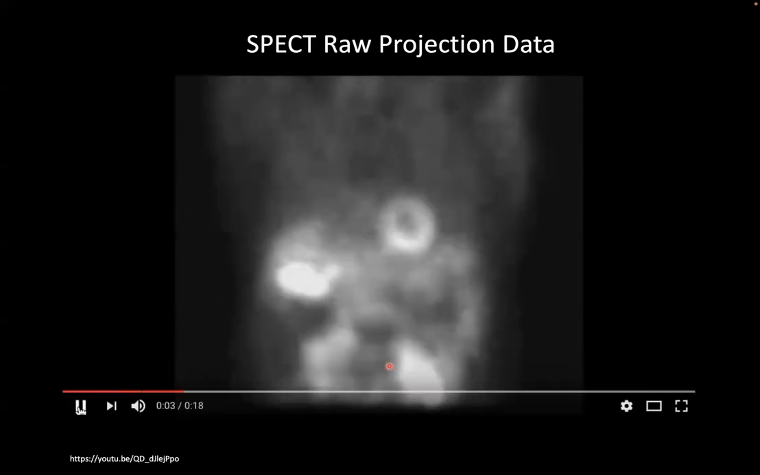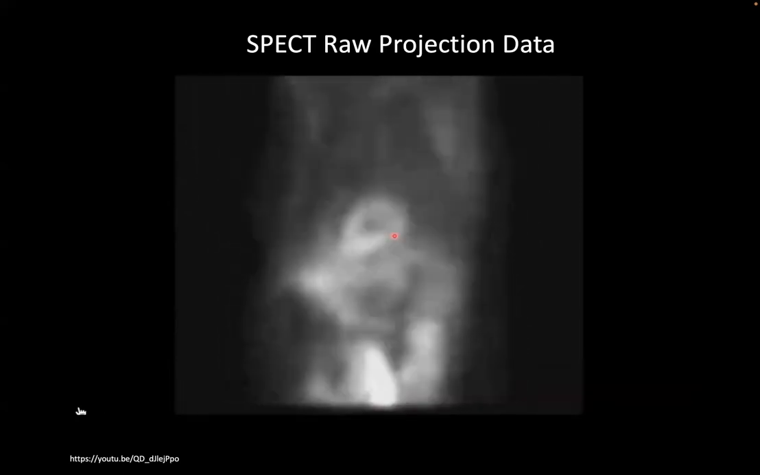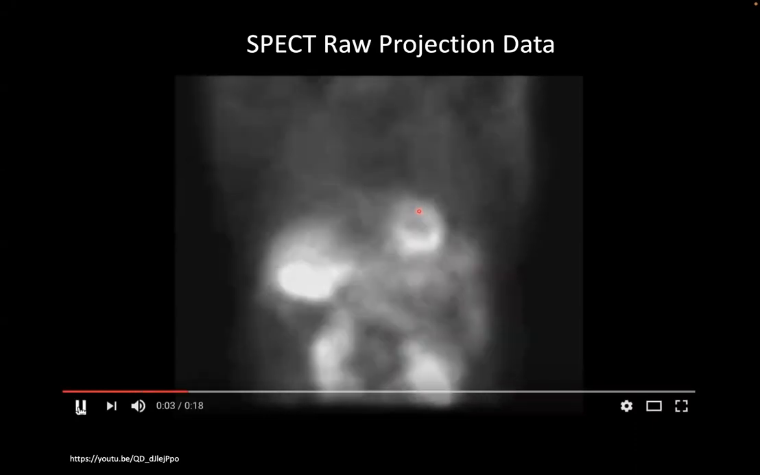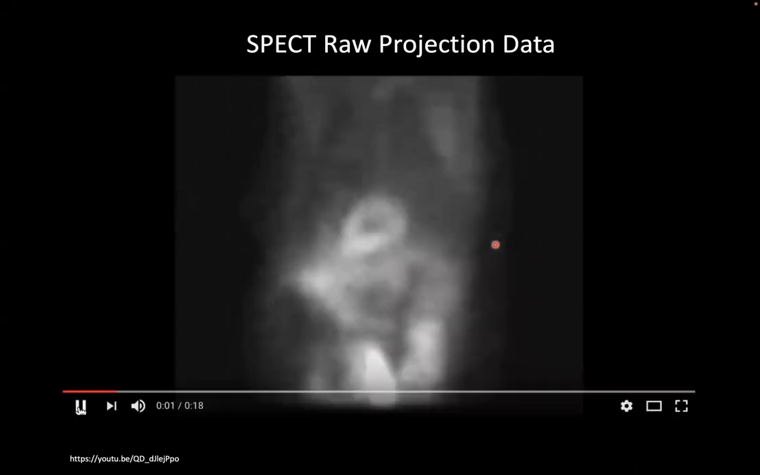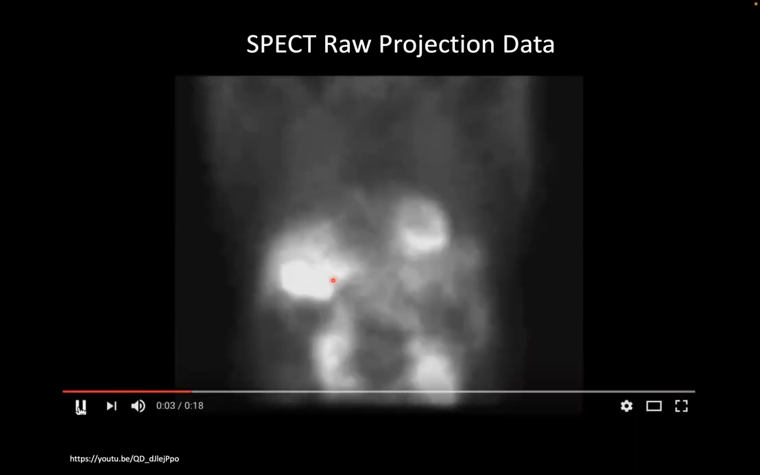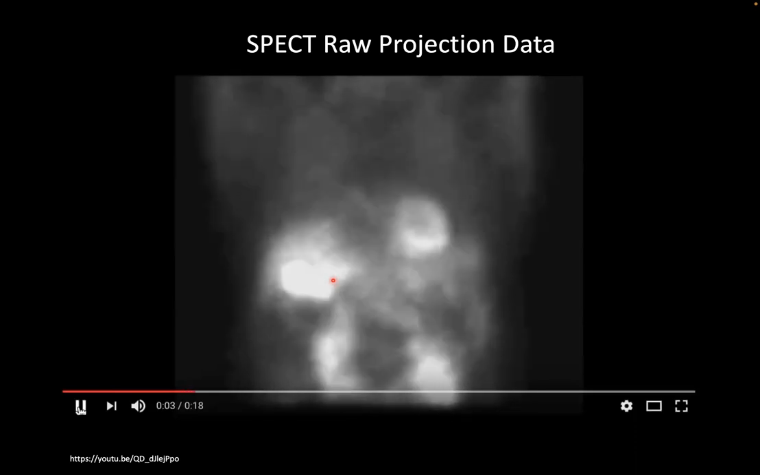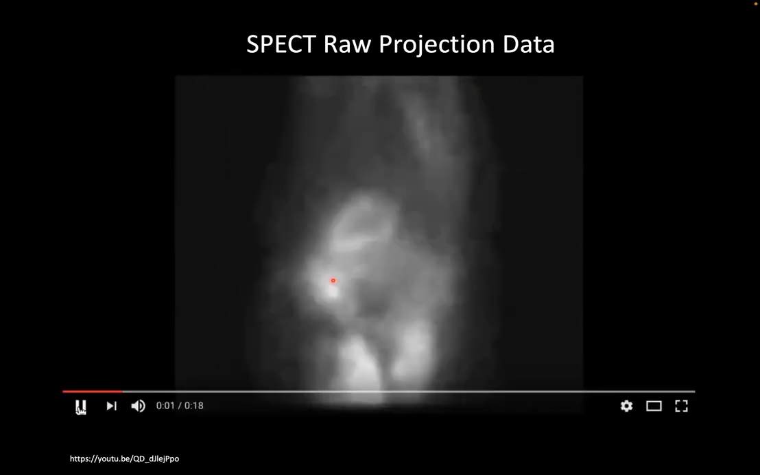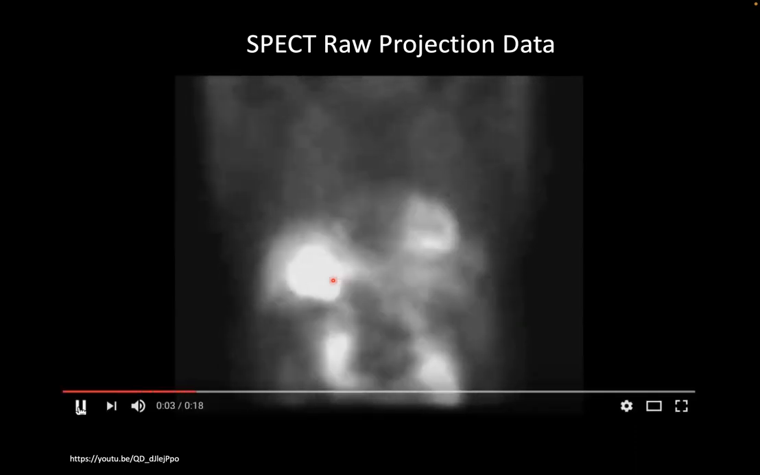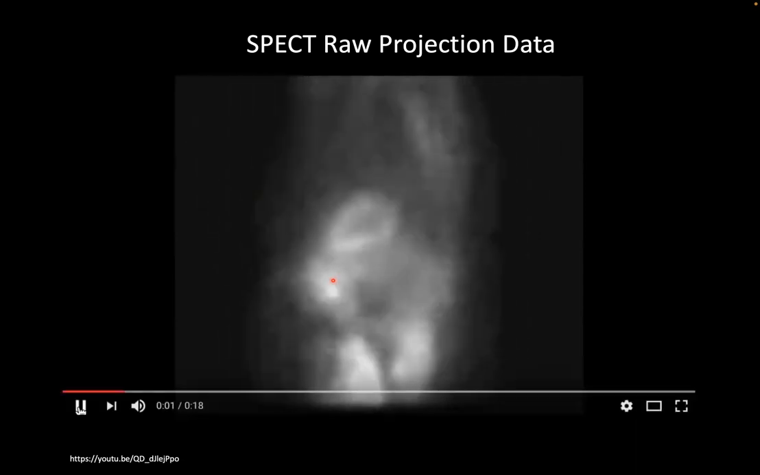These look like the kidneys down here. That's a kidney probably. And this is the left ventricle, right? That's the heart. This movie gives you kind of an idea of what your spatial resolution is on that system. You can imagine recreating a three-dimensional object from these different projections.